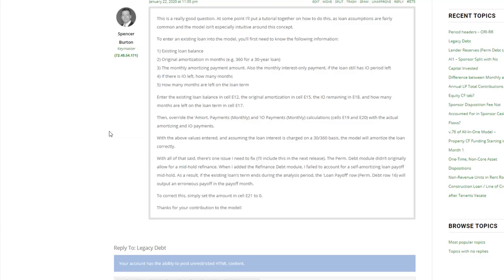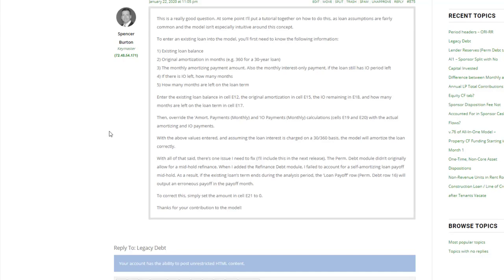But in this particular question, the scenario was the individual was acquiring a property that had existing debt. And for whatever reason, it didn't make sense to pay off that debt. It made more sense to assume the debt and assume the terms that come with that debt. And so this individual asked, hey, how do I handle that in the All-in-One? And my response was this.